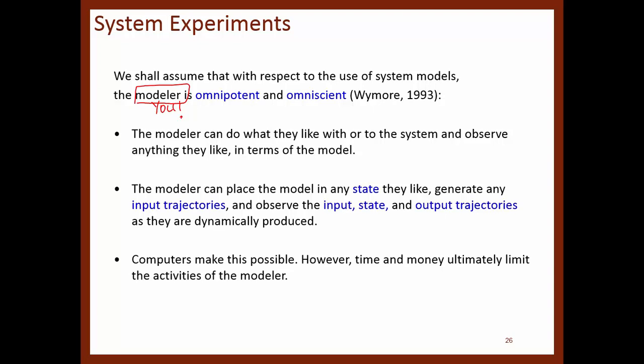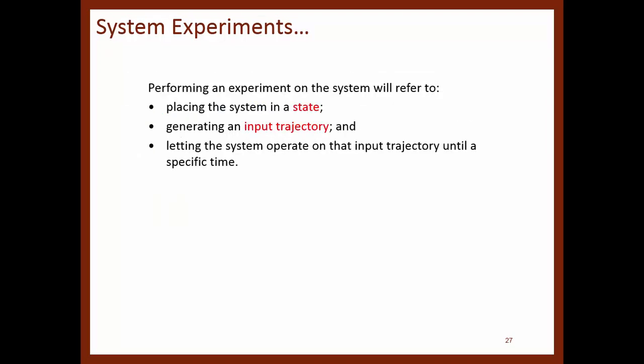Computers make this possible. However, time and money limit the activities of the modeler. So if you're working for a company, you're going to have these many hours available in a day. So time is becoming your constraint most of the time. So performing an experiment on the system refers to placing the system in a state, generating an input trajectory, and letting the system operate on that input trajectory until a specific time.